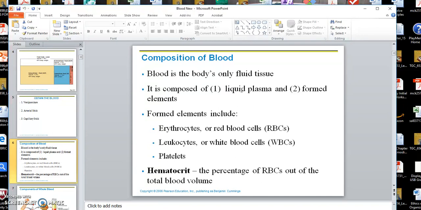We call them formed elements instead of cells, even though sometimes you may hear me say cells, because the only cells of the blood really are the white blood cells. They still contain their nuclei. The platelets and the red blood cells lose their nucleus, so that's why we use the term formed elements. So the formed elements would include the erythrocytes, which are the red blood cells, the leukocytes, which are the white blood cells, and the platelets.